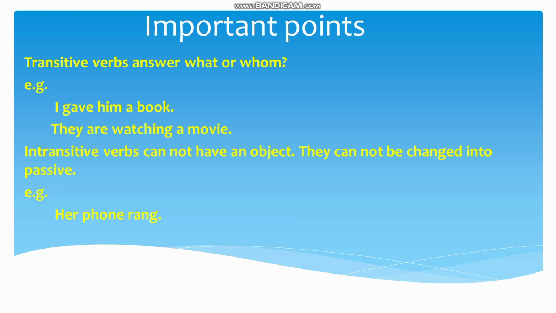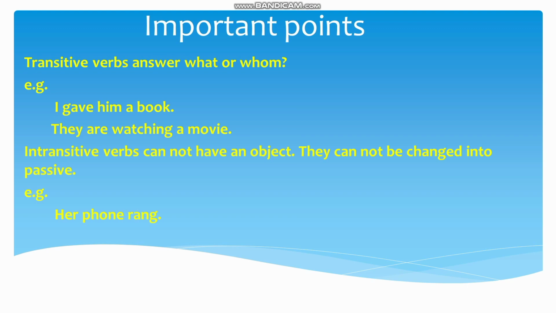So I gave him a book, I gave him a pen, I gave him a pencil, whatever the object is. If the sentence is answering what or whom, you can clearly get an idea that the verb is transitive, because we can add I gave him what. You can add a direct object after an indirect object, that is him, and after the verb gave.